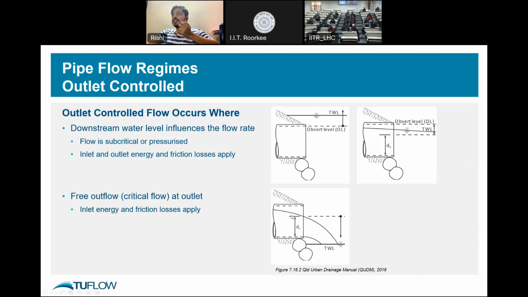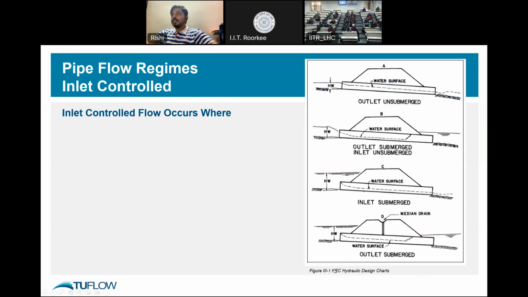If it is a critical flow, you can see this DC is the critical flow at the outlet. So this is when inlet and friction losses only will apply. All these diagrams are from the QUDM manual, the Queensland Urban Drainage Manual 2016.